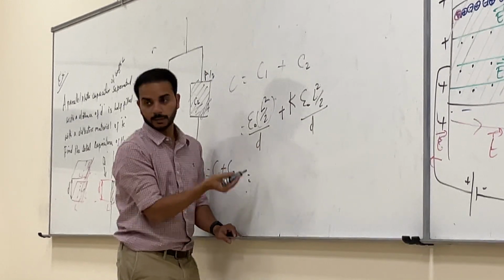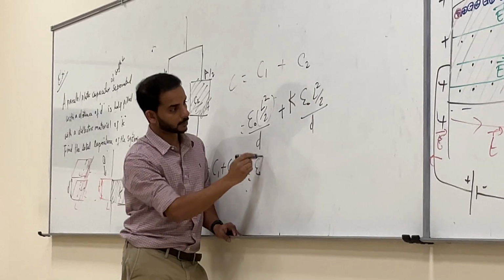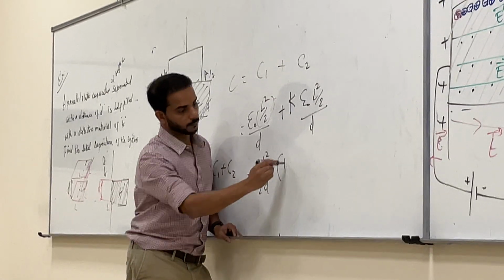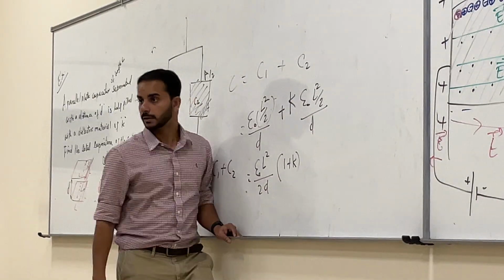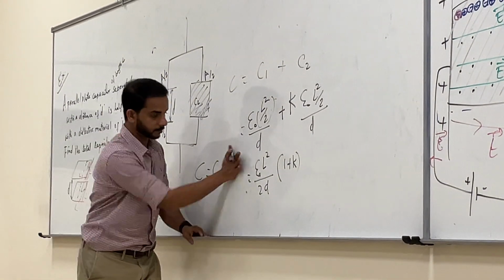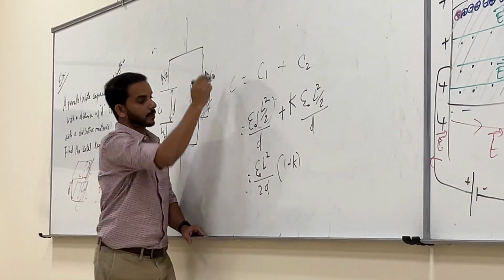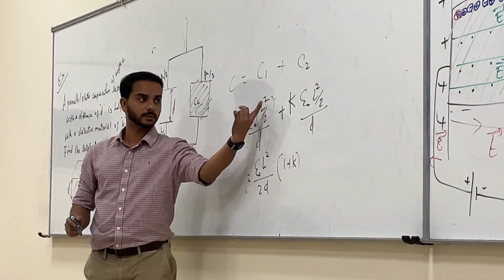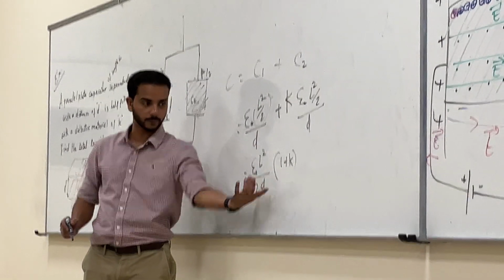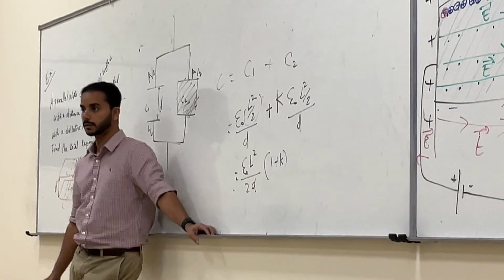And what will be the resultant? Epsilon 0 L squared over 2d, times 1 plus K. You can write it like this, right? I just took out the constants, epsilon 0 L squared over 2, since both terms have them in common.